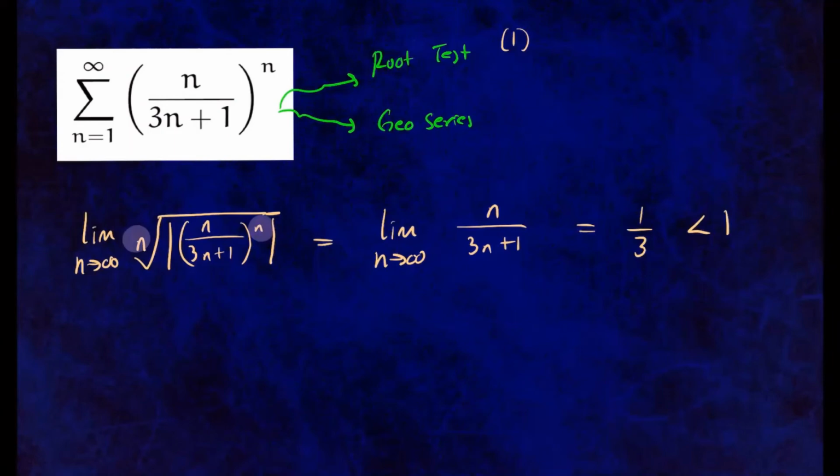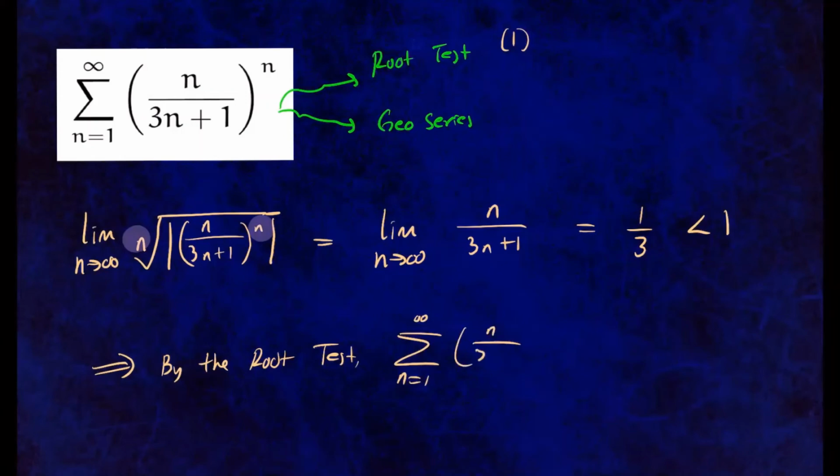So by the root test, our series n equals 1 to infinity of n over 3n plus 1 to the n power converges absolutely. Absolutely, because we took the absolute value of it and it converges. That's what we call absolutely convergent.